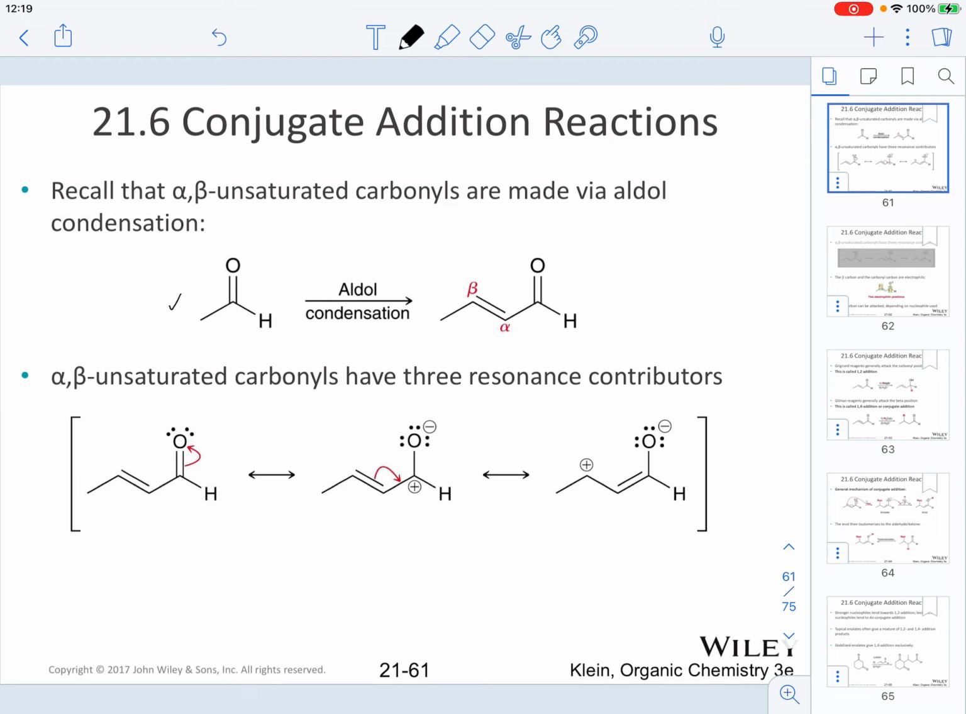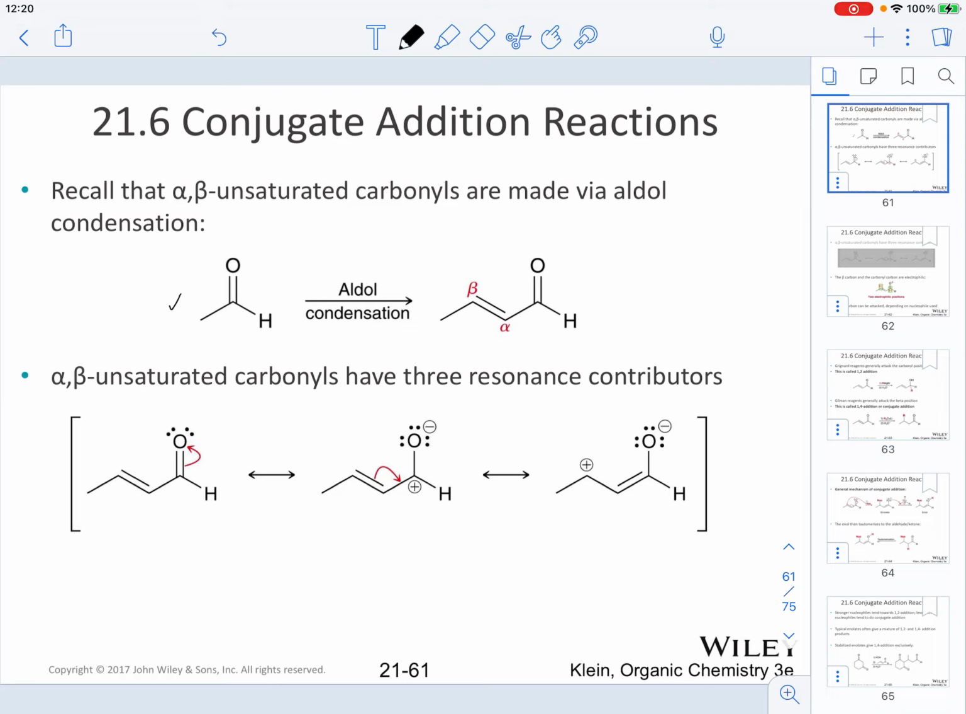So when we have an aldehyde, as you can see in the first reaction, here marked with a check mark, we have an aldehyde that is going to react with itself. And when that occurs, remember that depending on the conditions, we can generate an alpha-beta unsaturated carbonyl system that in this case is going to be an aldehyde. So at the alpha position and at the beta position from the carbonyl, we're going to have a carbon-carbon double bond.